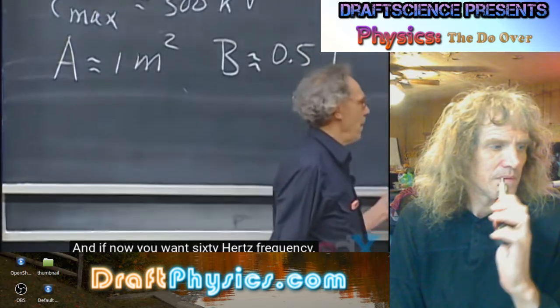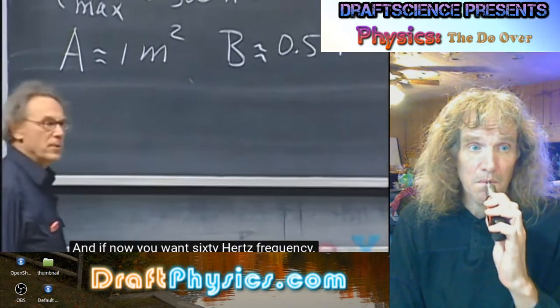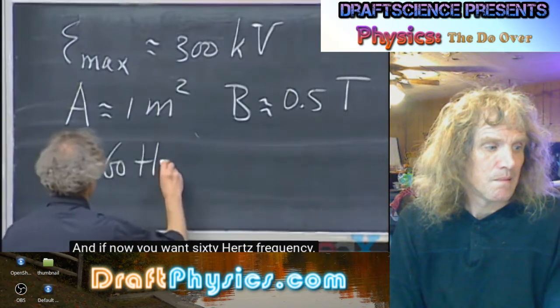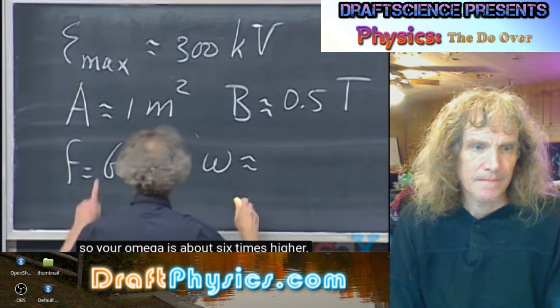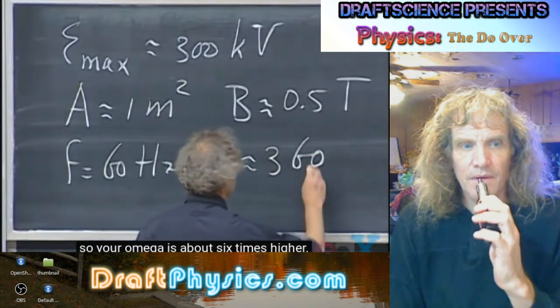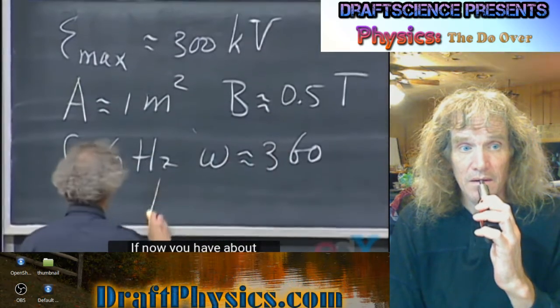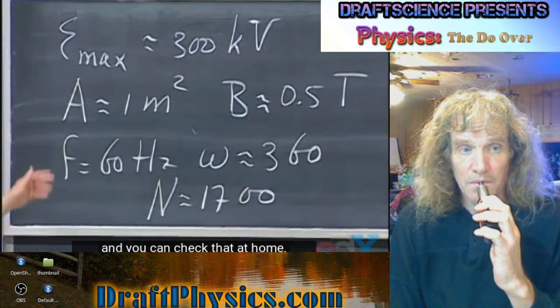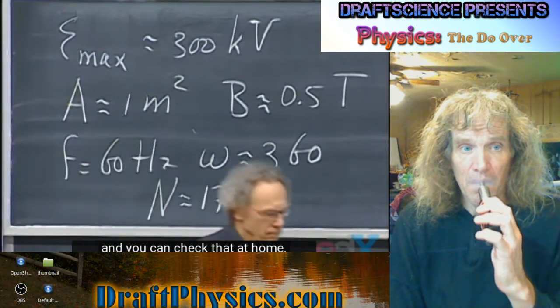And if now you want 60 hertz frequency, so your frequency f is 60 hertz, your omega is 2 pi higher, about 360 radians per second. If now you have about 1700 windings, and you can check that at home, then you get your 300 kilovolts.